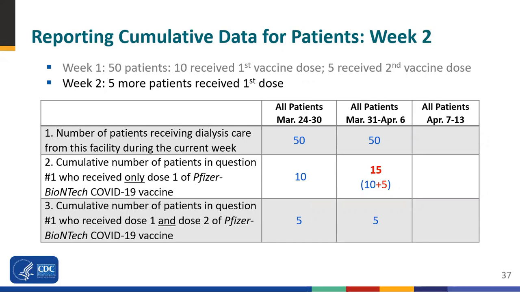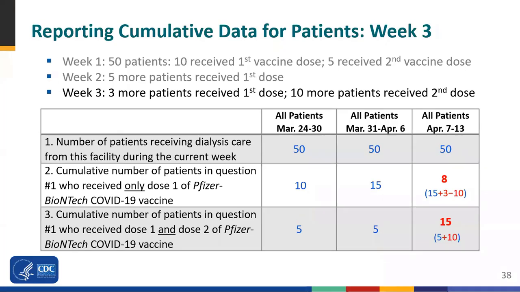So for week 1, we have 10 patients who have already received dose 1 of the vaccine. For week 2, 5 more patients receive dose 1. Therefore, for the second week, you would report that a total of 15 patients have now received dose 1 of the Pfizer vaccine. During the third week of reporting, the facility is still caring for the same 50 patients, but now 3 more patients received dose 1 of the Pfizer COVID-19 vaccine, and 10 patients received their second dose of vaccine.